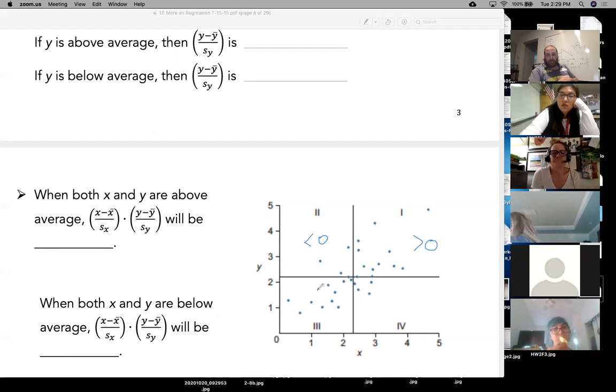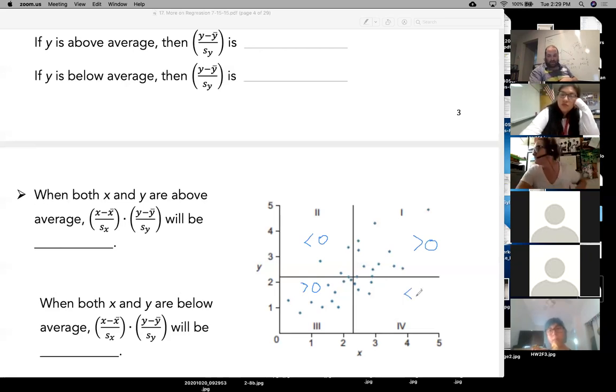Here, they're both below average. So what would it be? If they're both below average, it's so hard to make the connection between the graph and these formulas. That's why math is hard, because we have to connect all these different things at the same time. So those will be positive, and those will be negative, right?